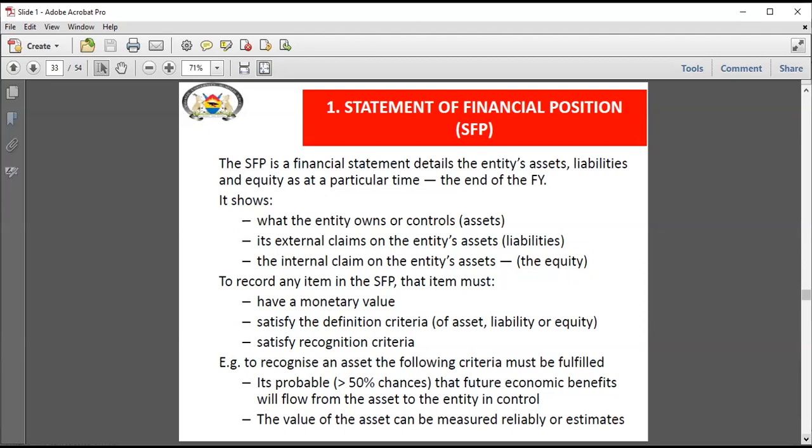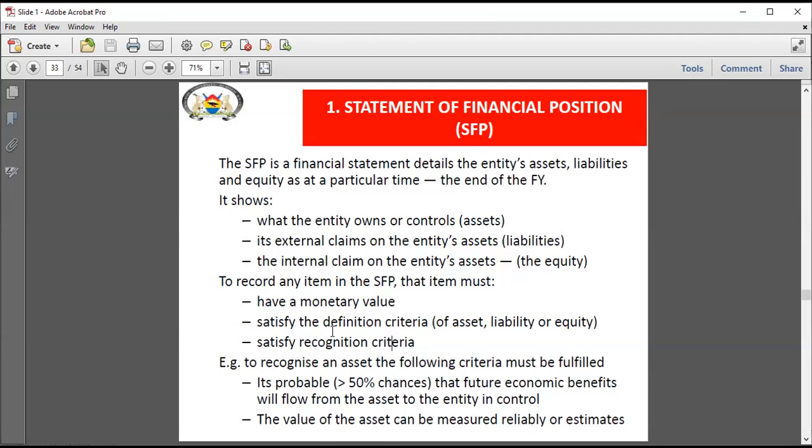Now we also have, I think we remember, our recognition criteria for assets, liabilities, and equity. To record anything, it should have a monetary value. Basically, the value should be reliably measured. It should satisfy the definition criteria of asset, liability, or equity, and should also satisfy the recognition criteria. We provided recognition criteria when we were looking at the conceptual framework, so I want you to reference back to that. So we have an example here.